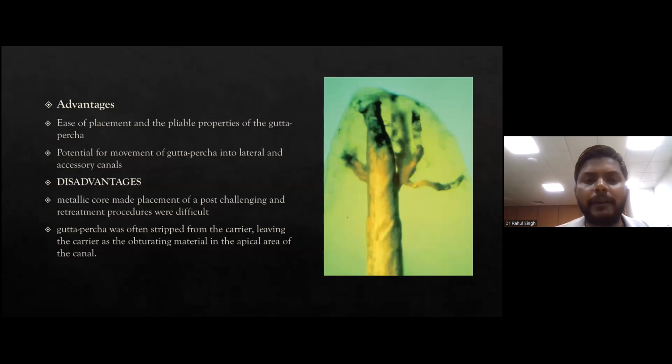Also, if we are putting more pressure, then the gutta-percha is often stripped off from the carrier, leaving the carrier as the obturation material in the apical area. So the GP remains in the coronal area, and the carrier stripped from the GP gets into the apical area. So these are the disadvantages. Also, as I told you, retreatment is a disadvantage of this technique.